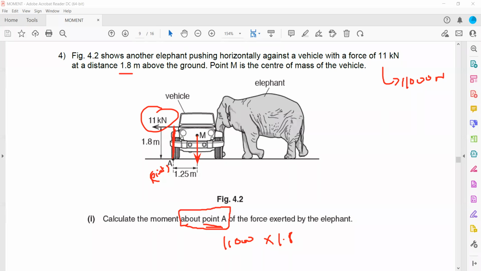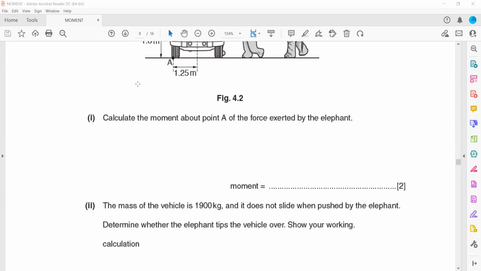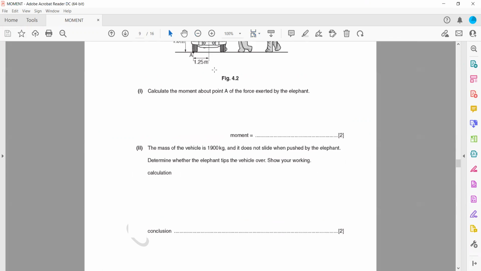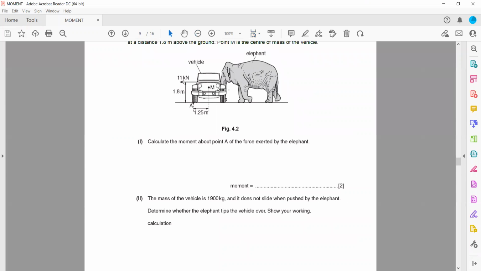What's the answer for this? 19,800. So this is 19,800 newton meter. The next part: the mass of the vehicle is 1900, and it does not slide when pushed by the elephant. Determine whether the elephant tips the vehicle over. Show your working. So what we have to do is find which turning effect is more.